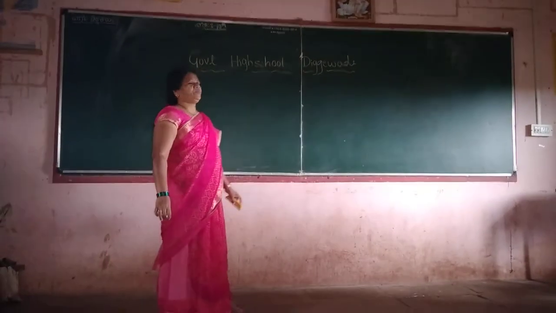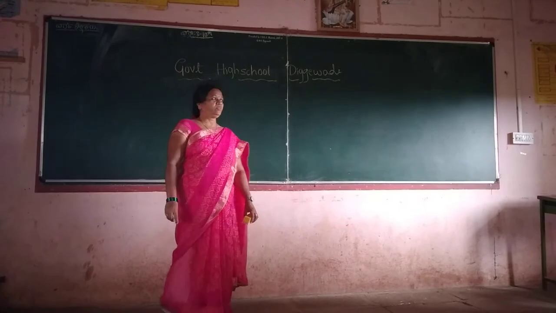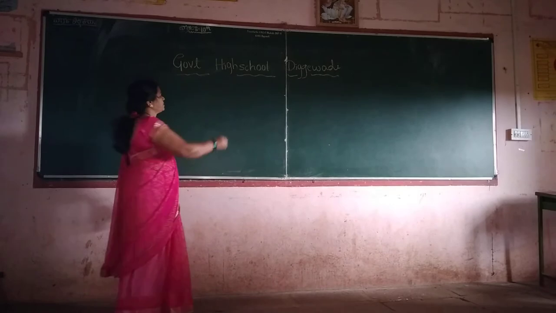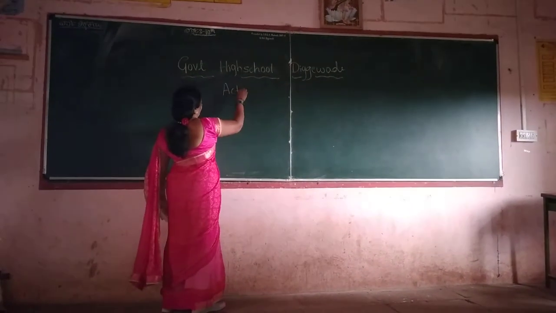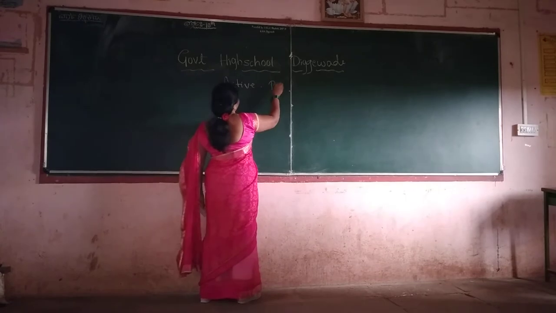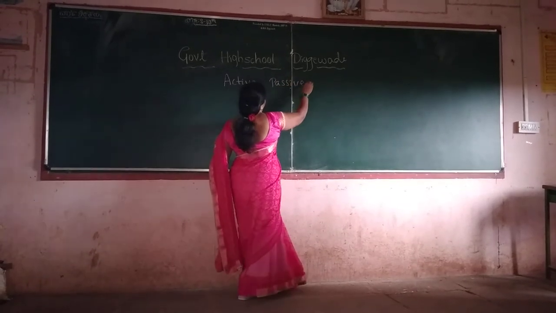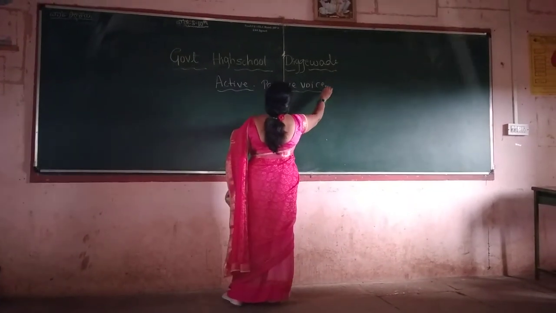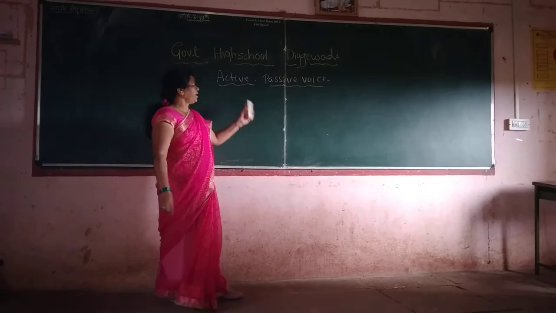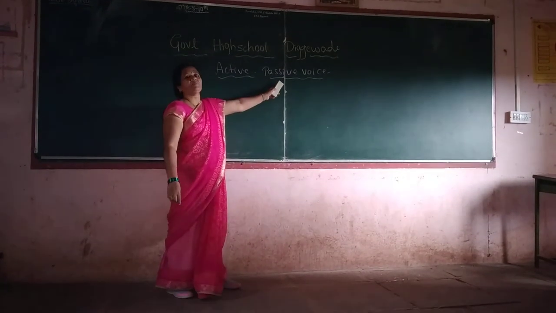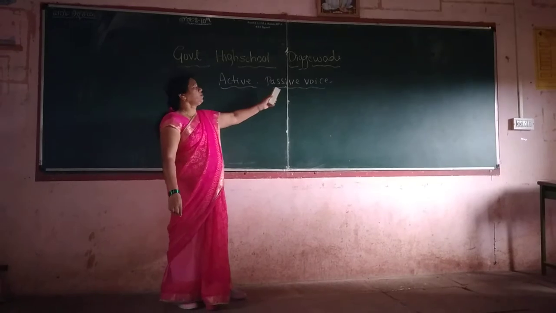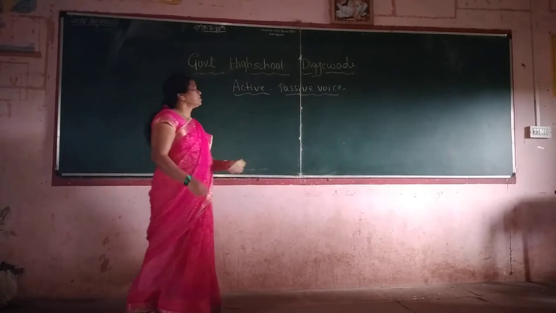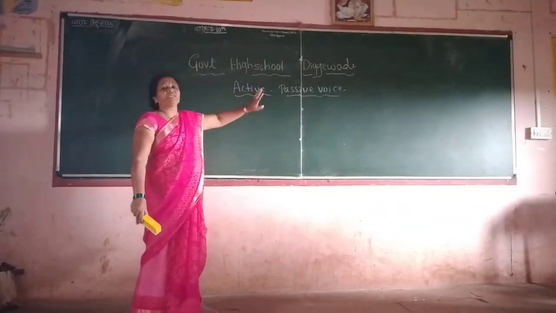Today we are going to study a grammar point. In that, today I am going to teach about active and passive voice. In Kannada we call it kartari matu karmani prayogagalu. For example, when we take a sentence, we can find in that sentence three parts compulsory.